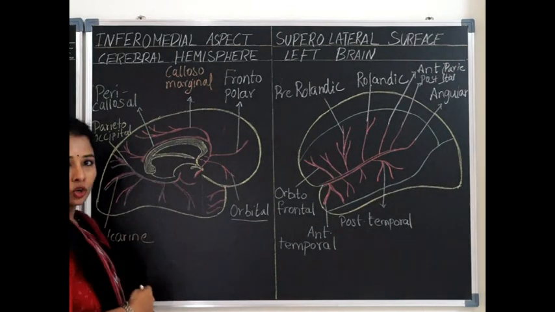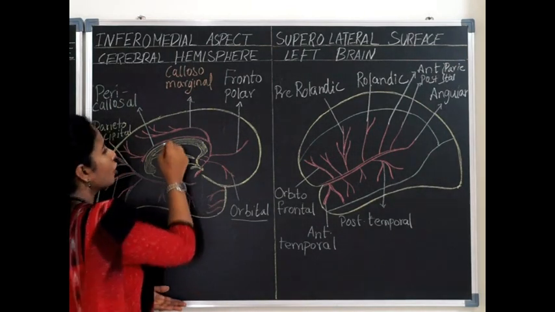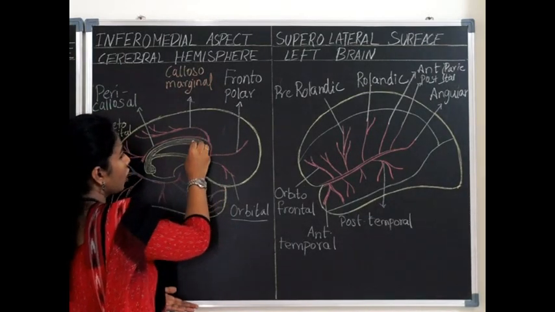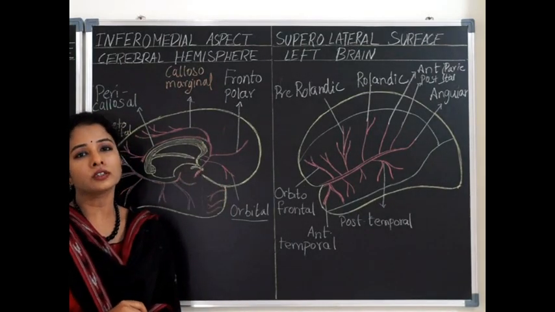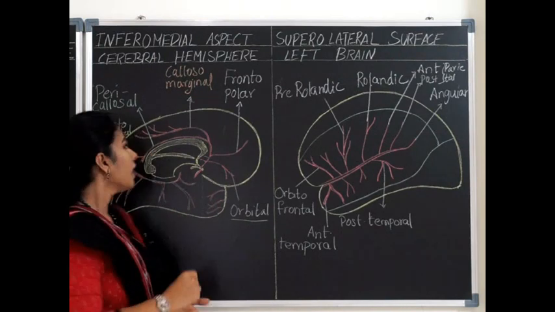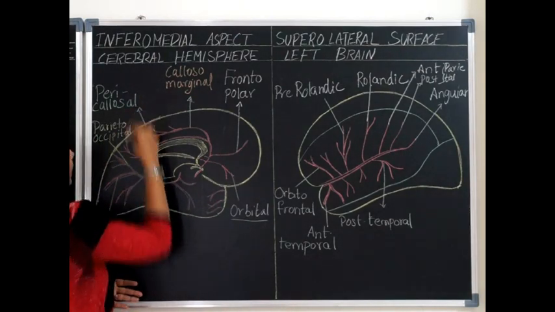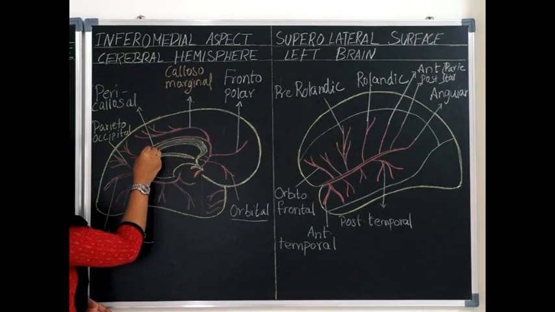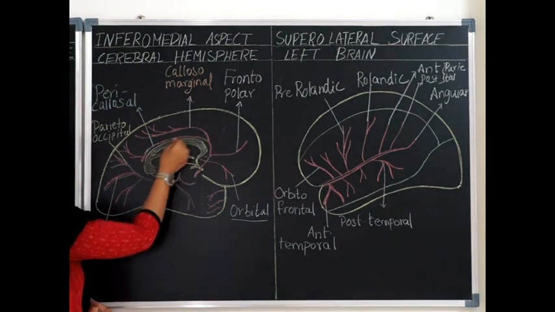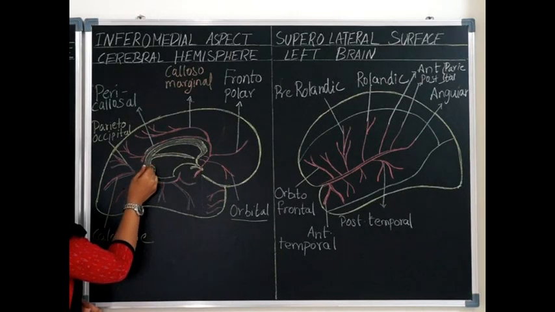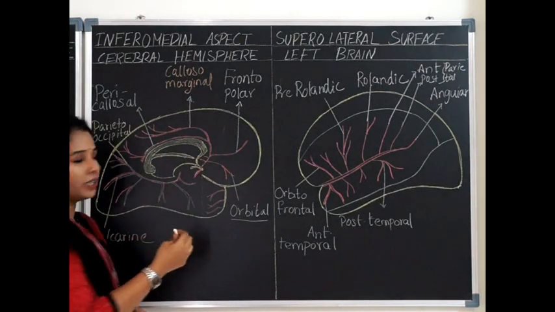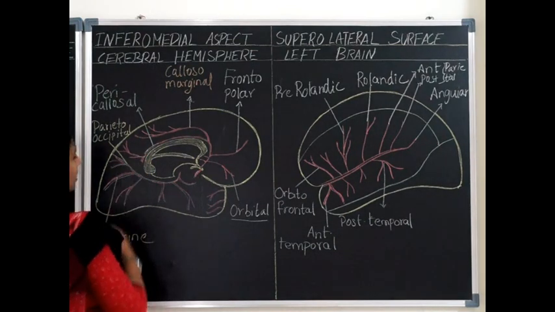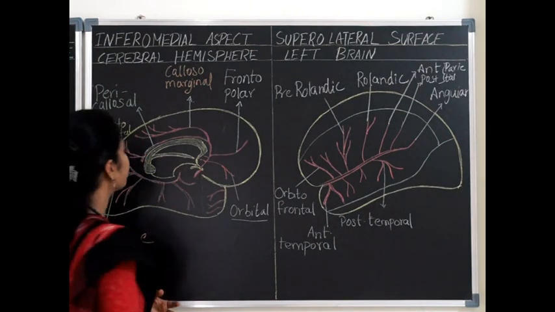which runs in the callosal sulcus just above the corpus callosum, separating it from the cingulate gyrus. The sulcus is called callosal sulcus, and in the callosal sulcus the pericallosal artery is present. Finally the pericallosal artery runs along the corpus callosum and reaches the posterior end, that is the splenium, and terminates by anastomosing with the branches of posterior cerebral artery.